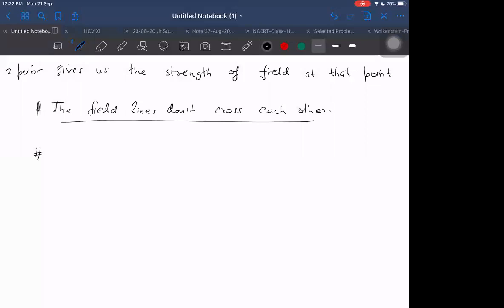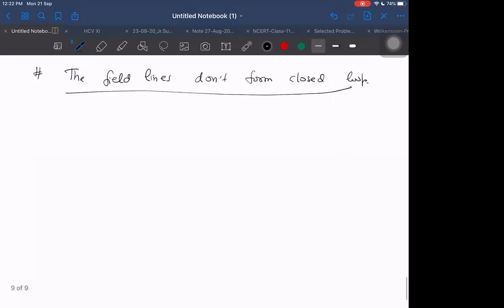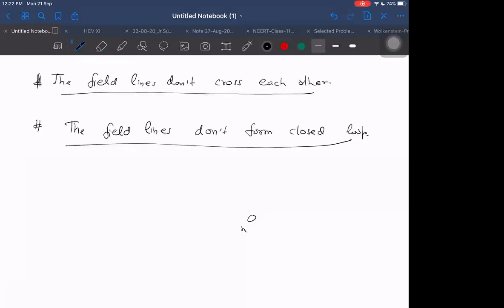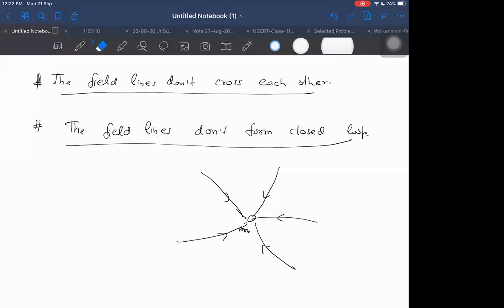Next, we can say the field lines don't form closed loops. Why don't these form closed loops? The reason is these will be coming from infinity and entering into masses. They will always be coming from infinity and they will finally be entering into the masses. So they cannot form closed loops.